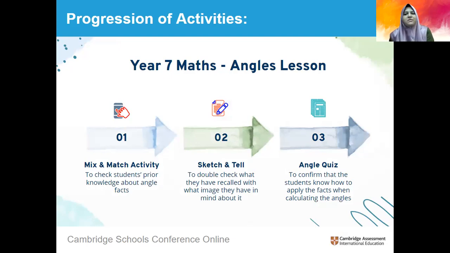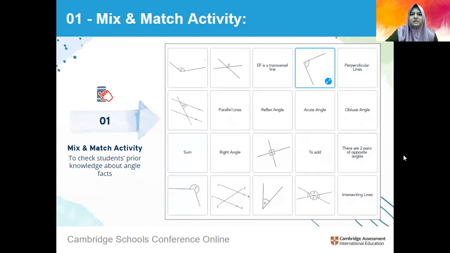And sketch and tell is when I double check, because students may be able to match, but when it comes to sketching, we will really see the practical application of whatever they've memorized before. That's why I said the whiteboard function is superbly useful for me. Then I wrap it nicely with an angle quiz to confirm that the students know how to apply the facts and how to use them in calculating angles. So more or less, my progression of this lesson looks like this.